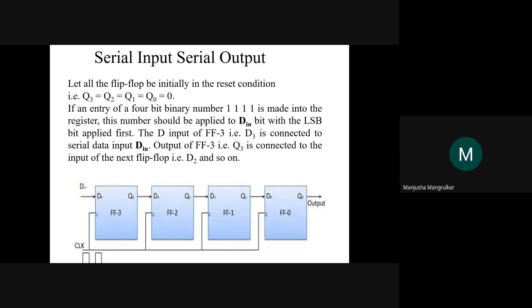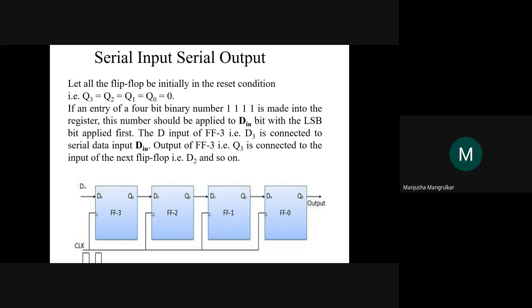So this data is 1111. We have to store four 1s in the register, so this number should be applied to D in. This is D in, the data in bit, with the LSB applied first.